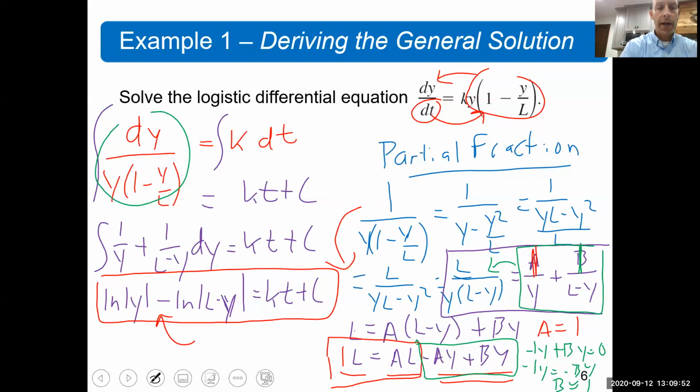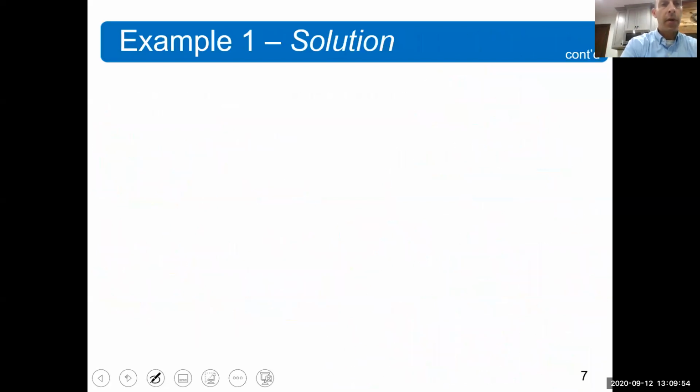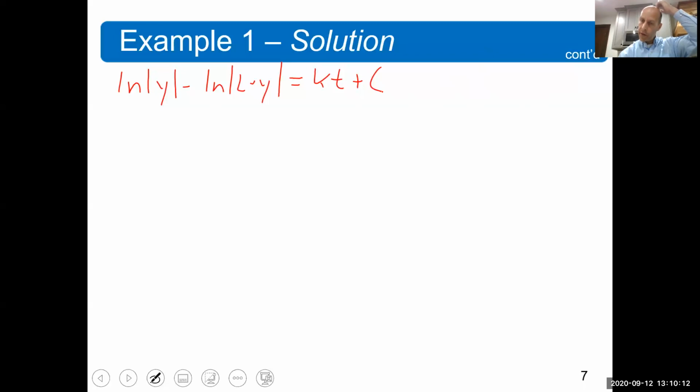Okay, so I'm going to go ahead and go to the next slide. And I'm going to write what we have from the previous slide. Let's go ahead and start doing this in red. So we have the natural log of y minus the natural log of L minus y equals, I think it was kt plus c. So that's where we left off on the other side.